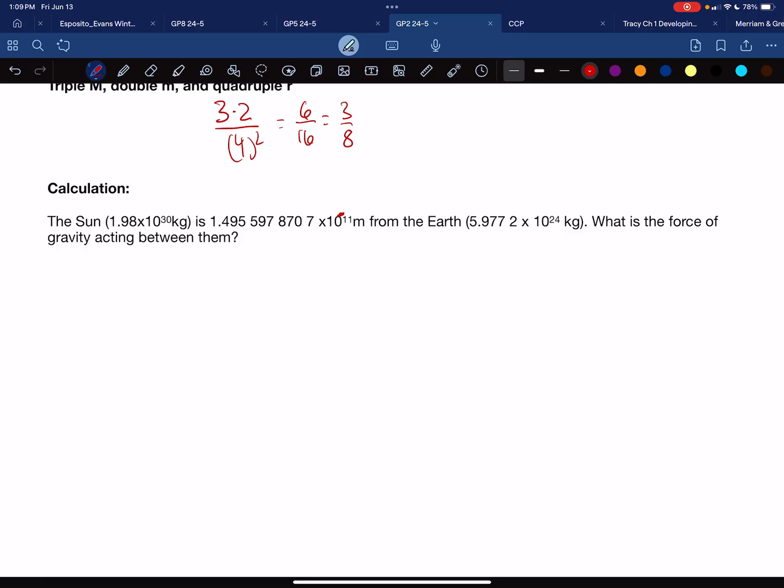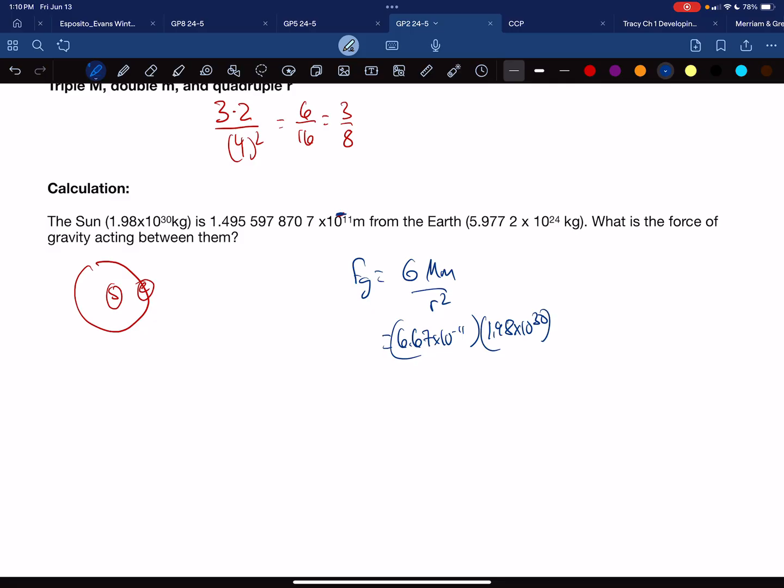So we've got the sun and the earth, like so. We want to calculate the force of gravity between them. Big G, big M, little m over r squared. And big G is 6.67 times 10 to the minus 11th. I put in a minus there. I was missing that minus. The big mass of the sun is 1.98 times 10 to the 30th. And the mass of the earth is 5.9772 times 10 to the 24th.